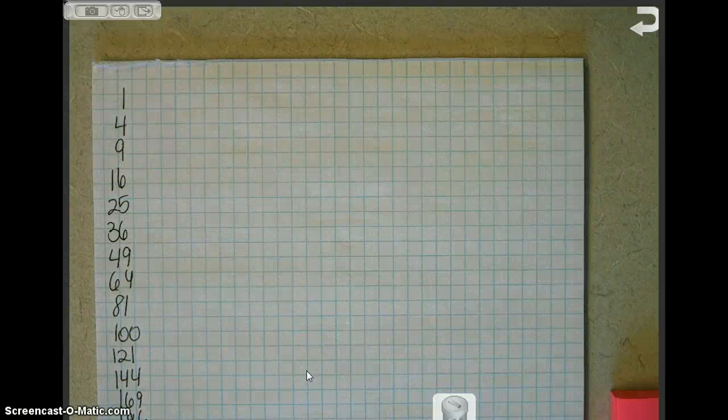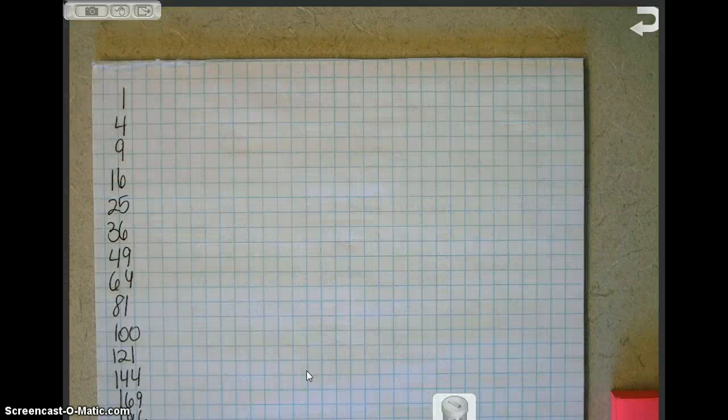Welcome to Simplifying Radicals Part 2. Hopefully you're able to look at Part 1. What I want to talk to you about is some of the more complex simplifying radicals that you'll see coming up this year in AAT.